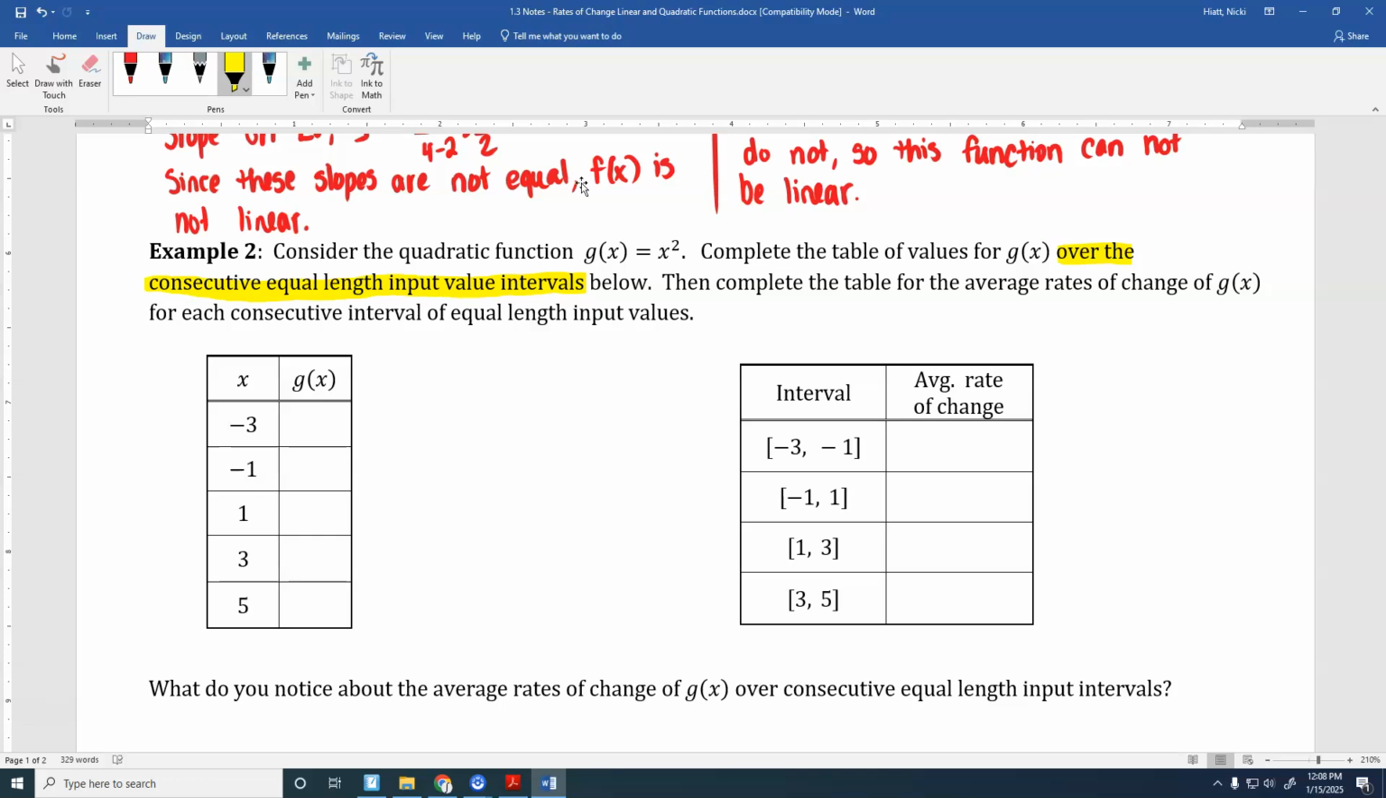Now that is like a mouthful of words, but consecutive just means in a row, right? So you're not skipping numbers. If you're counting by twos, you're counting by twos the whole way, right? Equal length just means what it says. They're equal length. So if this interval is 2, the next one is 2, and the next one is 2. And then input values are typically your x's, but it could be a different letter, but it's going to be on the left side of the function, right?